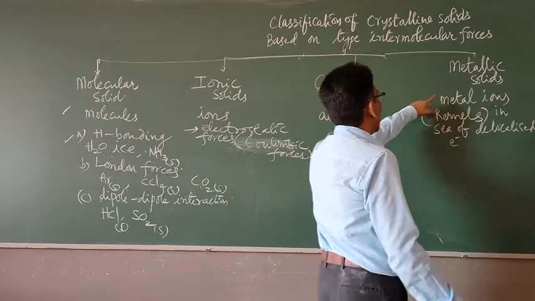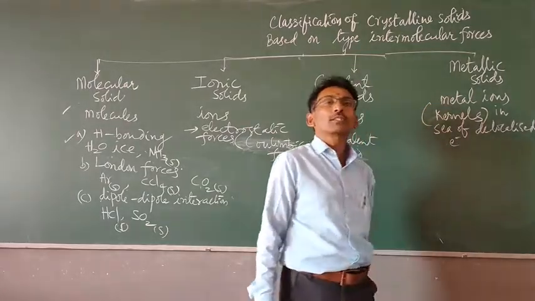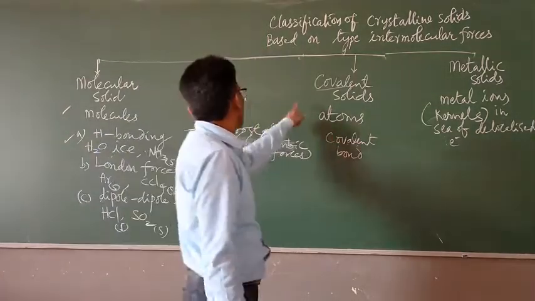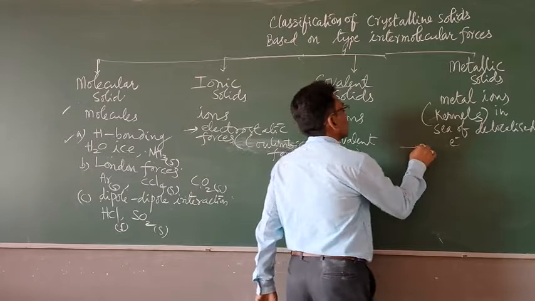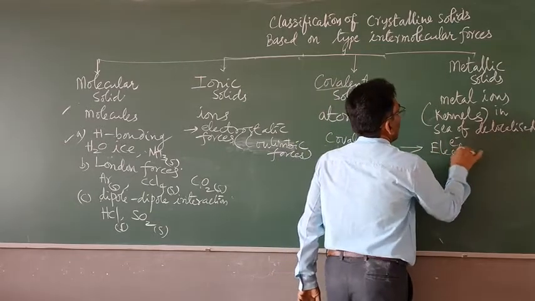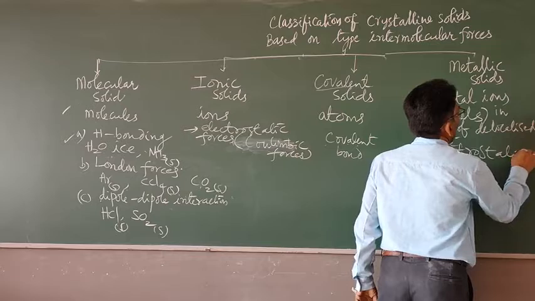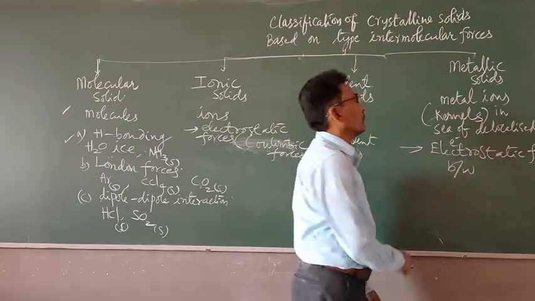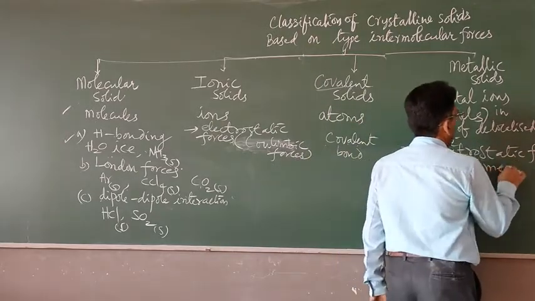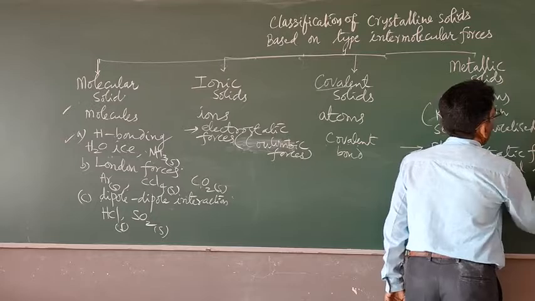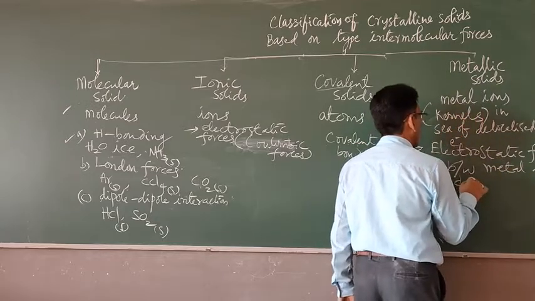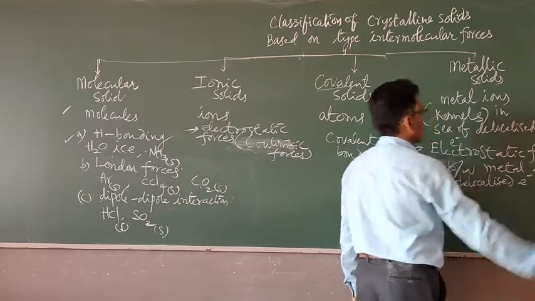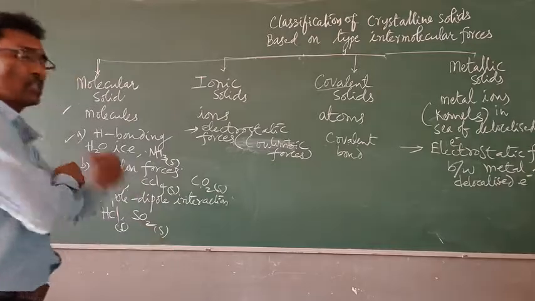Here, metal ion possesses which charge in case of metallic solids? Metal ion possesses positive charge that is attracted by delocalized electron. Electron is a negative charge. Therefore, positive, negative, what are the forces? Same story you have to write: electrostatic forces between metal ion and mobile or delocalized electron.